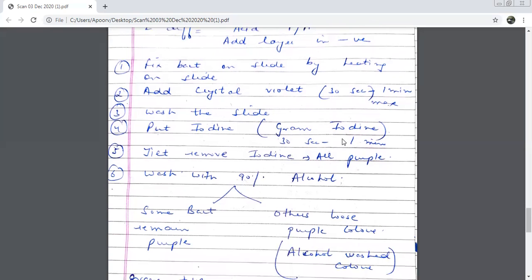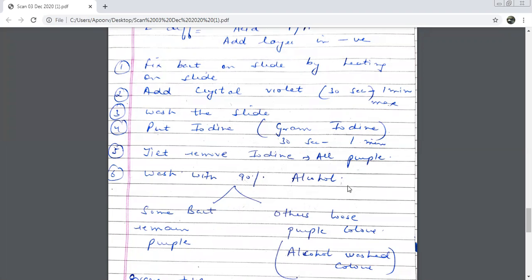Then you put iodine. This is gram iodine, a little different one. Again, the time has to be 30 seconds to 1 minute. And now you will not wash it, beta. Just tilt it a little so that the iodine is removed. You will see under the microscope that all of them are purple. Until now we were saying some of them will take stain and some will not, but you will see that all of them are purple.